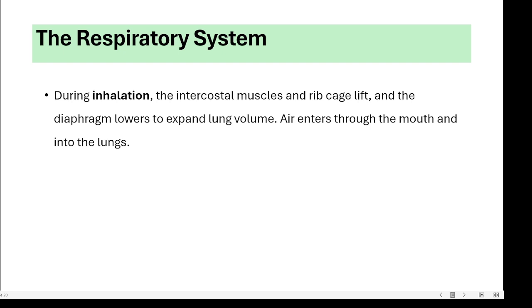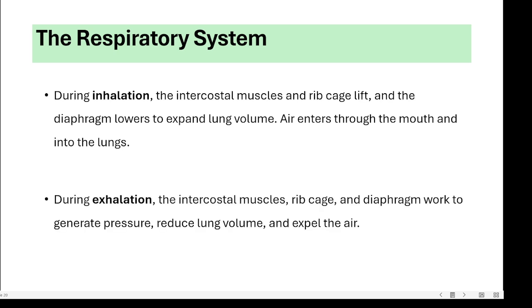During inhalation, the intercostal muscles and the rib cage lift, and the diaphragm lowers to expand lung volume. Then the air enters through the mouth and into the lungs. During exhalation, the intercostal muscles, the rib cage, and diaphragm work together to generate pressure, reduce lung volume, and then expel the air.